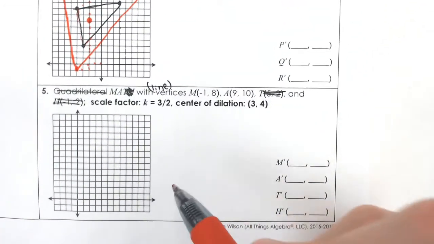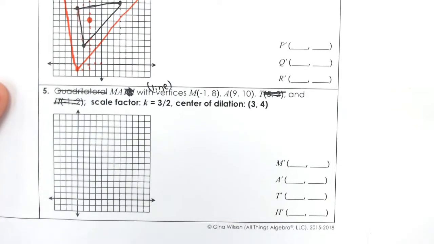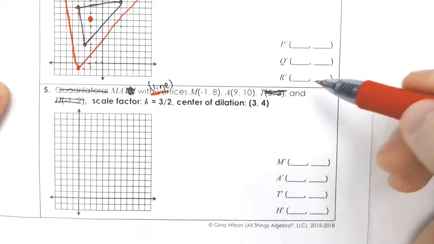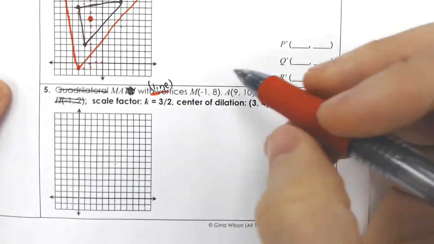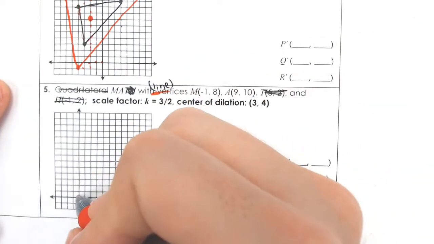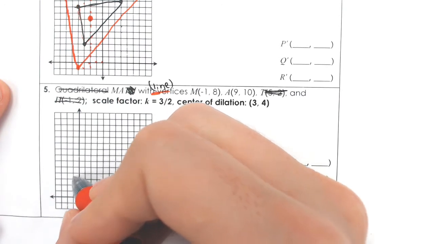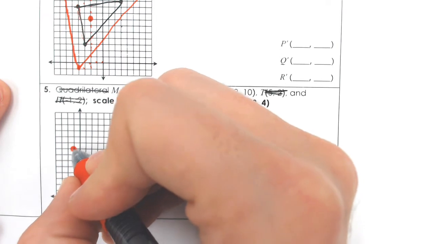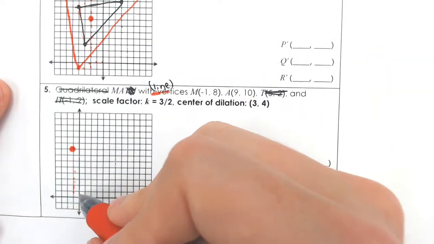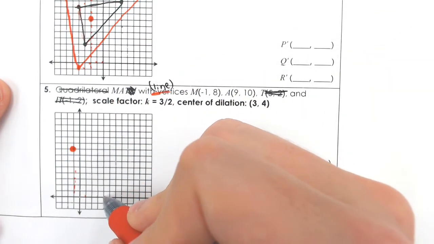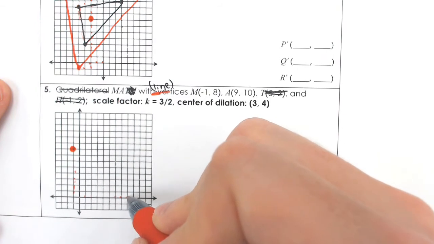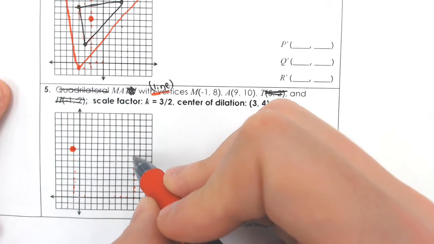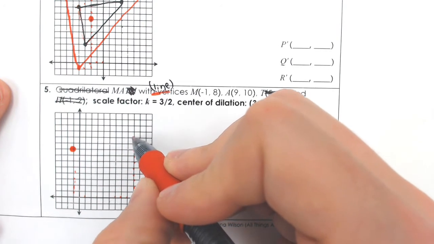Something that happens on the FSA, I wish we had started with this one, is dilating a line. Okay, so I took off 2 of the points so we could just dilate a line. And I'm going to plot -1, 8, -1 up by 1, 2, 3, 4, 5, 6, 7, 8. And I'm going to plot 9, 10, 1, 2, 3, 4, 5, 6, 7, 8, 9, up by 1, 2, 3, 4, 5, 6, 7, 8, 9, 10.